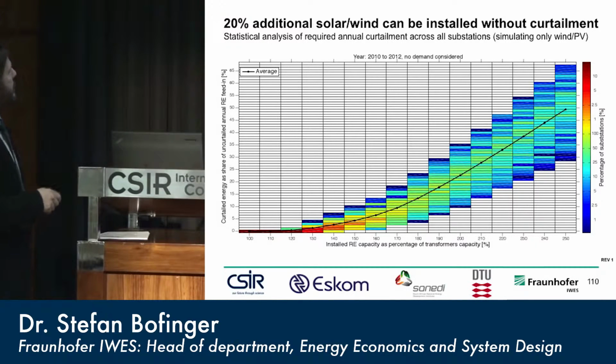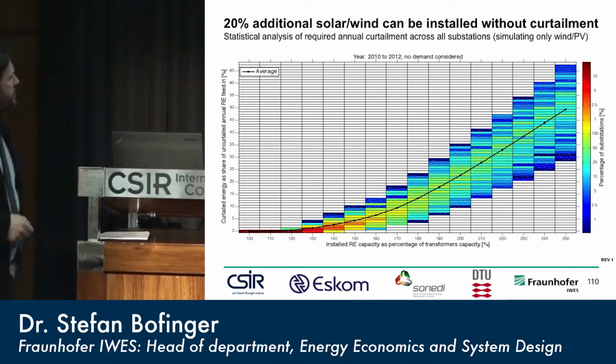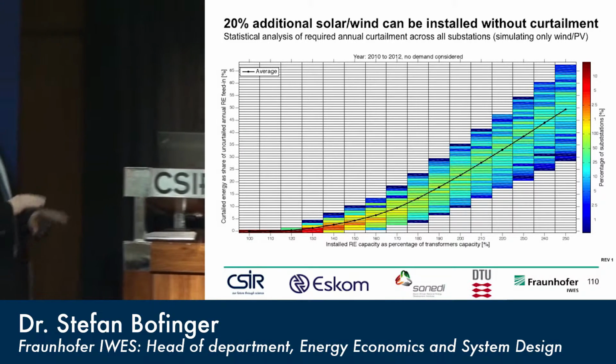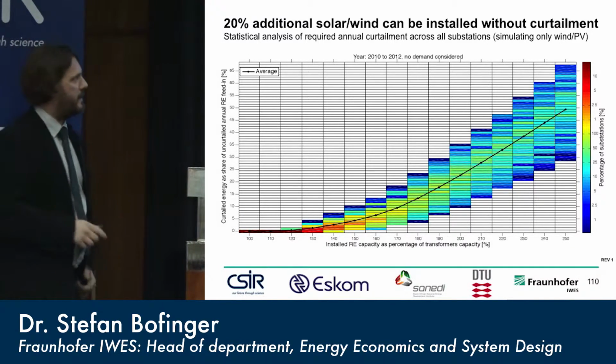On this axis, you see the curtailment. 5% means 5% of the annual energy is curtailed. 10% would mean 10% of the annual energy is wasted. In this graph, we just considered the wind and PV feed-in and said, well, there is no load at that substation, just feed-in.